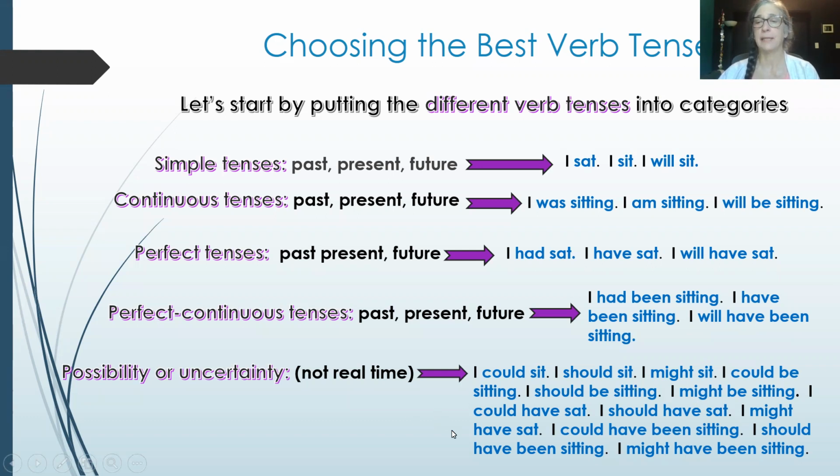I might be sitting, I could have sat, I should have sat, I might have sat. Again, there's possibility. I might have or I might not have. I could have been sitting, I should have been sitting, I might have been sitting. You'll have to figure that out, right? Okay, so there's some examples.